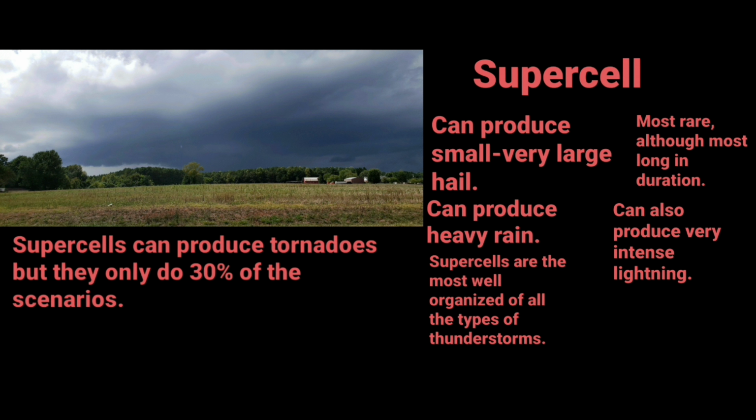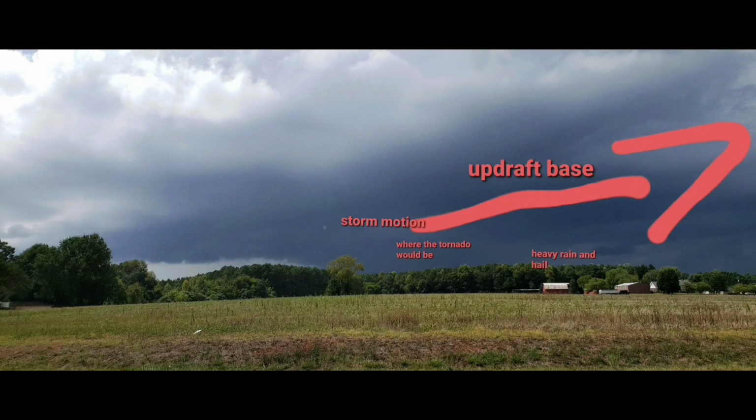For supercells, the updraft base is generally the flat, pretty dark cloud base presented in the picture that stretches a good portion of the sky in this case. Under that updraft base is the area where the tornado would be produced, at the leading edge of the shelf cloud or wall cloud, presented in the spot where it says where the tornado would be. And to the right of that, in the background, is where the heavy rain and hail would be.